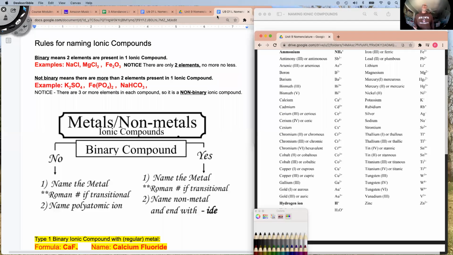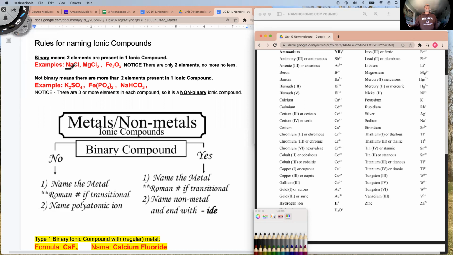Now what we're going to do is get into actual naming of these compounds. So what are the rules for naming? Before we can start, we have to work out a little bit of vocabulary. One very important vocabulary word is binary. Bi means two, like a bicycle has 2 wheels. So we're going to have something called a binary compound. A binary compound means it has only 2 elements.